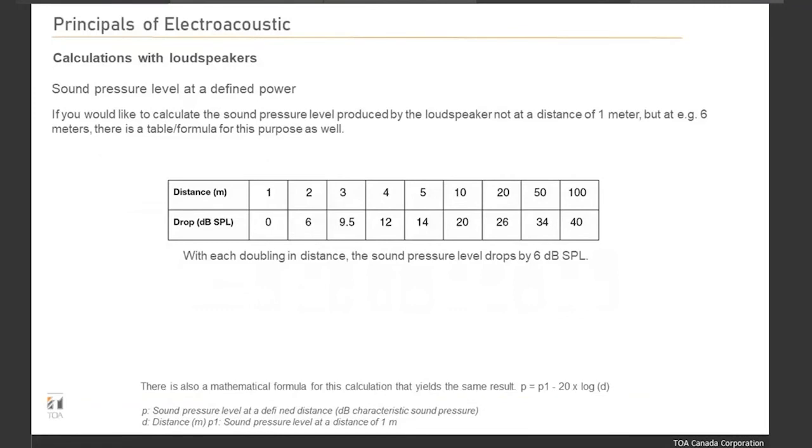And then this one's a little different. With distance, with each doubling of the distance, the sound pressure level drops by 6 dB SPL, and conversely the other way. And then there's another mathematical equation at the bottom to show you the same result. P equals P1 minus 20 times log times D.